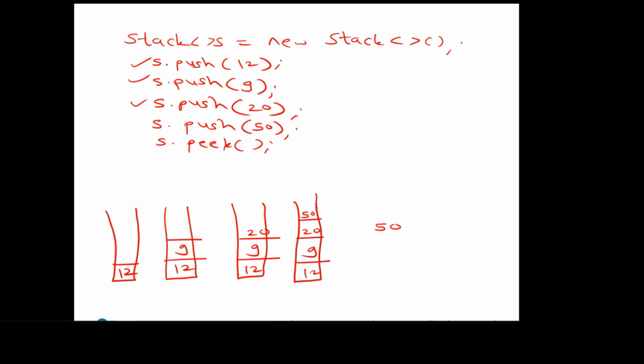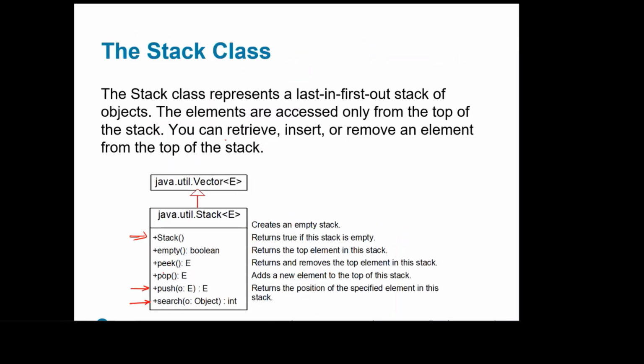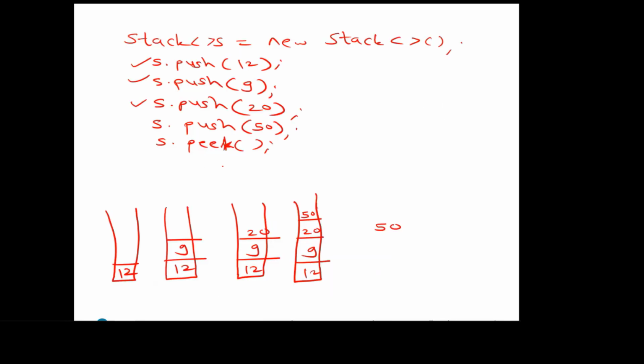Now, if we say s dot peek, in that case, this particular statement will give me the value 50. So 50 will be returned, but there is no change in the stack structure. It is only going to give you the value which is at the last or at the top of the stack. When we implement it in C, mostly we use it as a top function, but now in the already defined structure, we have the peek function. So we are going to use s dot peek.